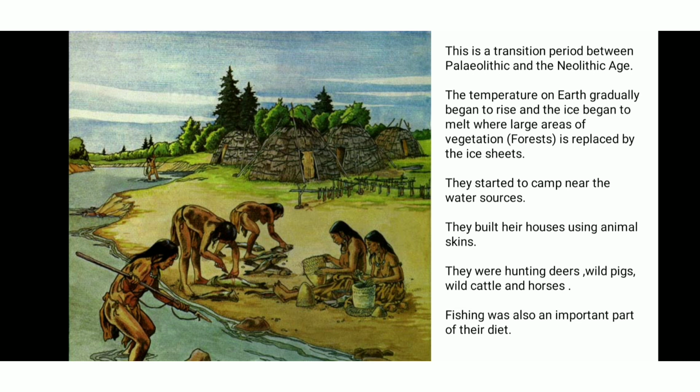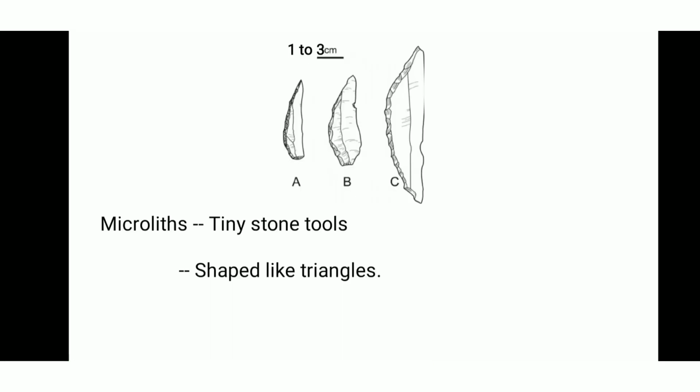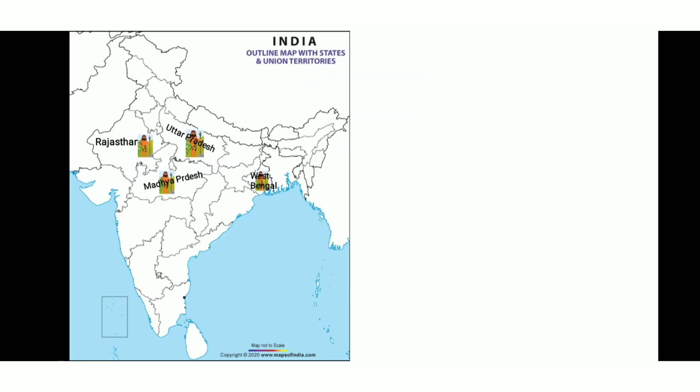During this period they invented new stone tools called microliths. In other words, they are known as tiny stone tools, which were shaped like triangles, and the size of these stone tools is just 1 to 3 centimeters. Moreover, evidence of the people who dwelt during the Mesolithic period was found in some parts of India like Rajasthan, Uttar Pradesh, Madhya Pradesh, and West Bengal.